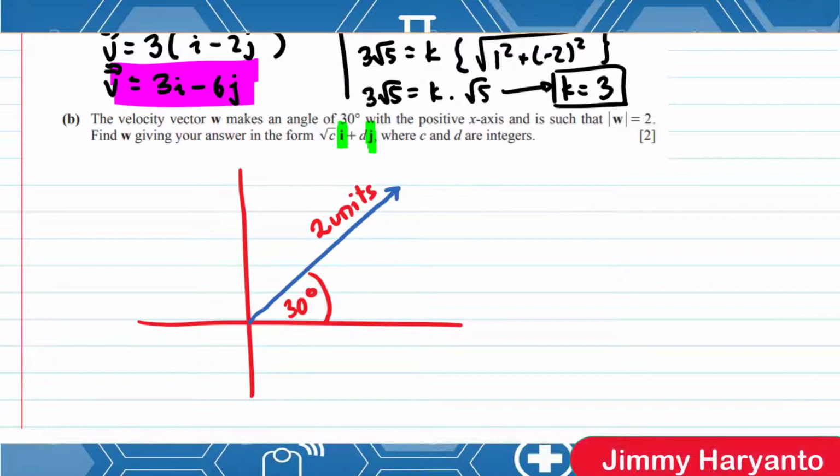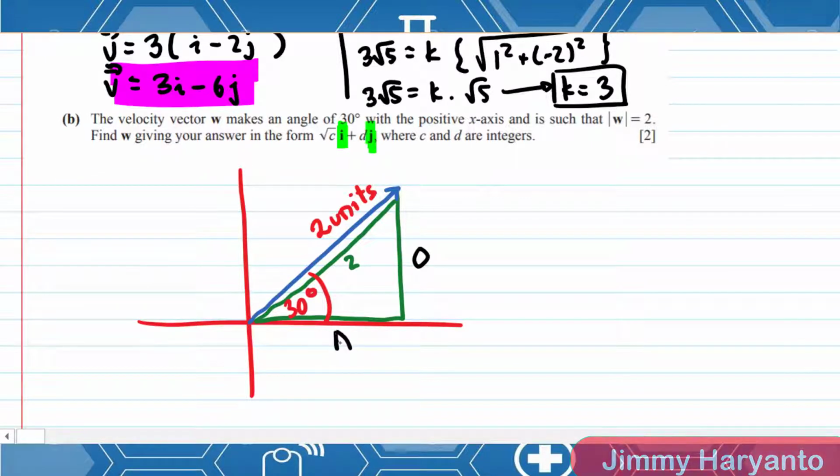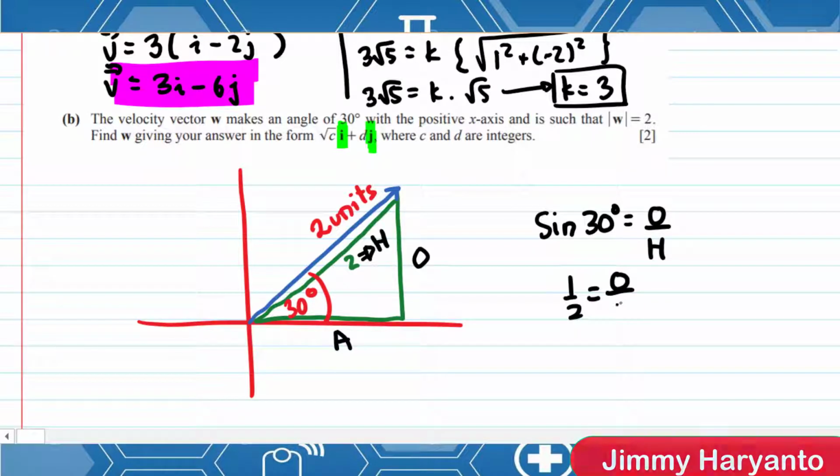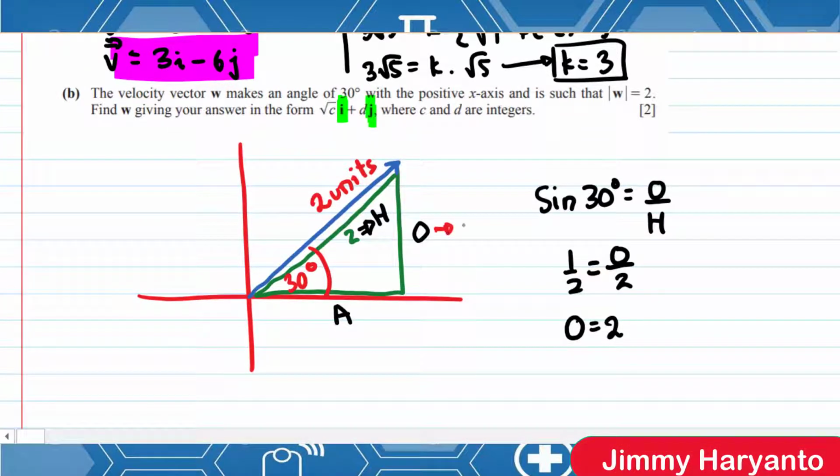So I will make the triangle first. The triangle will be like this. Okay, like that, and the green one is 2. The hypotenuse is 2. This is the opposite, this is the adjacent, and this is the hypotenuse. So I will use sine. Sine 30 equals opposite over hypotenuse. So half equals opposite over 2. So the opposite will be, wait, no, 1. Sorry, miscalculating, it's 1.